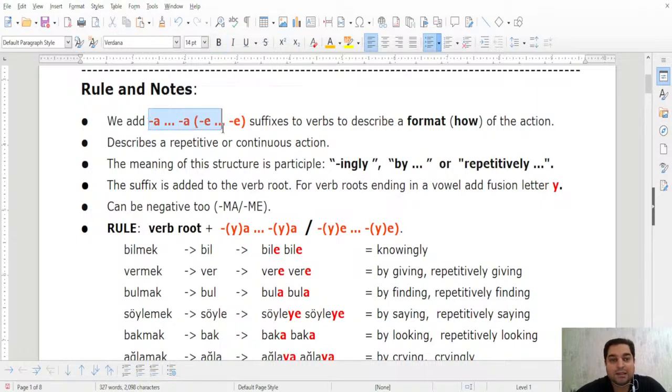So when we add this pair, a pair or e pair, it usually means we describe a specific format of the action, well, how something is happening.